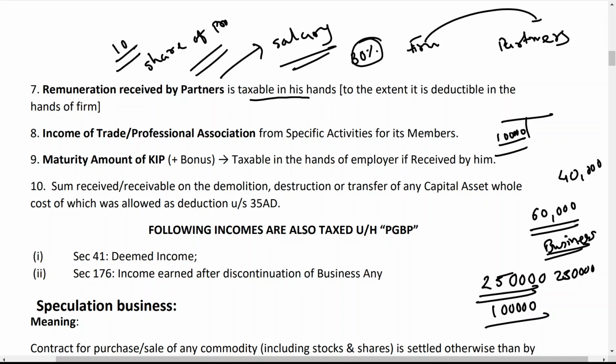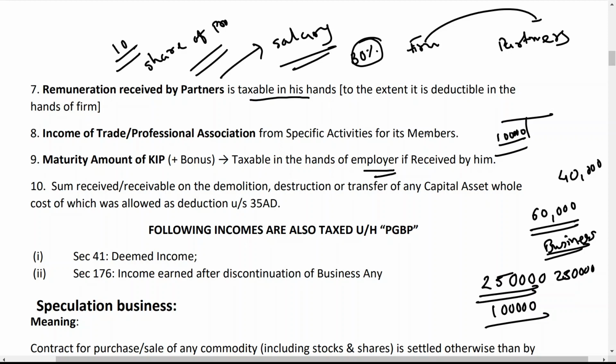Now, the maturity amount of a Keyman insurance policy plus bonus is taxable in the hands of the employer if received by him. There are three cases here. If the Keyman insurance policy amount is received by the key person, then it is taxable under the head salary. If it is received by the employer, then it is taxable under the head PGBP. If it is received after the date of the policy by a family member, then it is taxable under the head income from other sources.